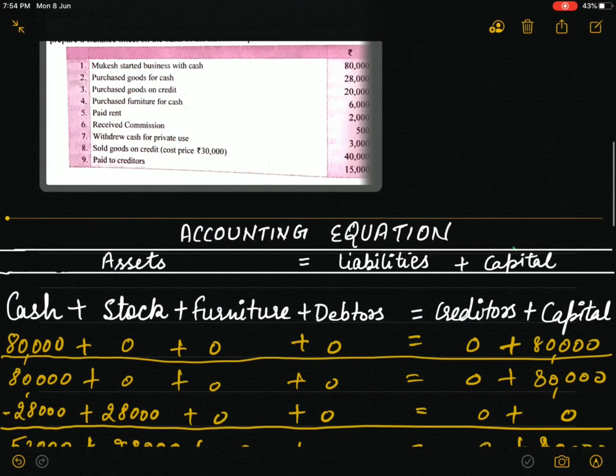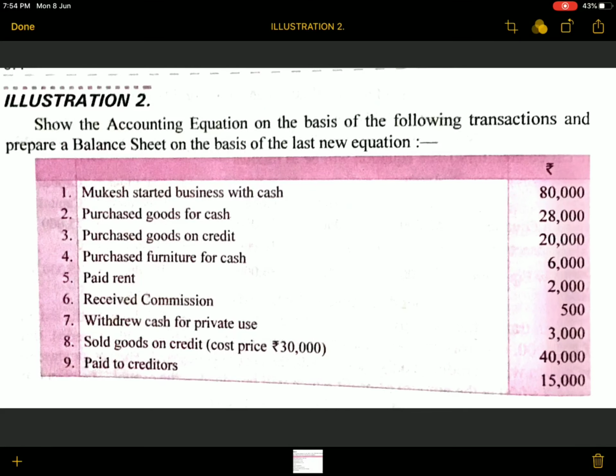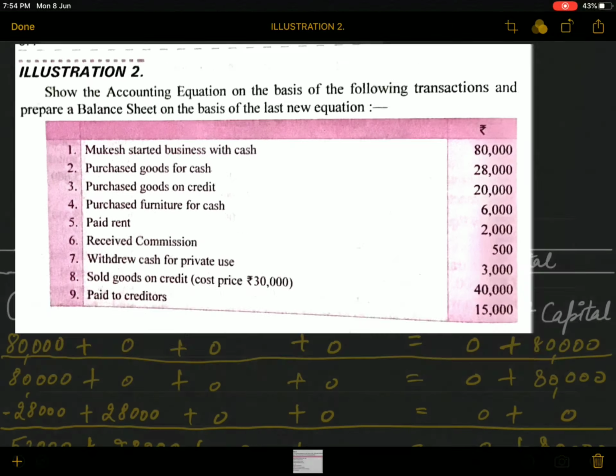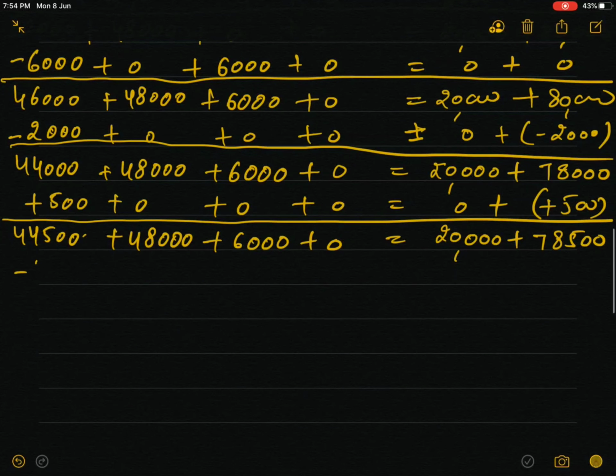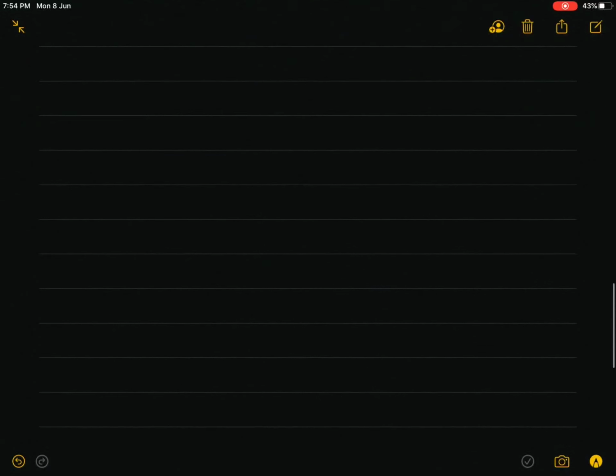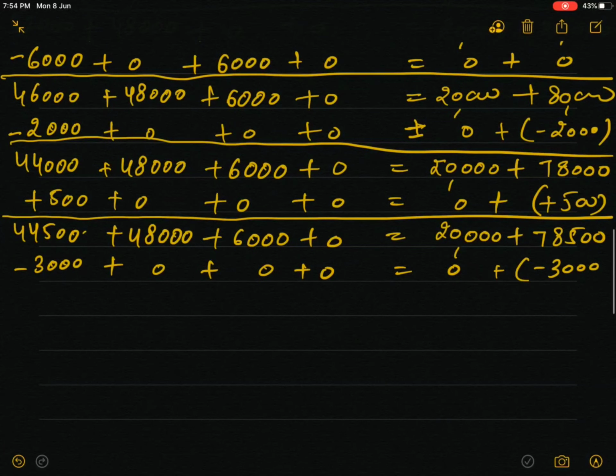The next transaction is withdrew cash for private use. Whenever a businessman withdraws cash for personal purposes, it will be treated as drawing, and as cash is going out, it will be minus from the cash as well as capital. Amount is 3,000. Minus 3,000 from cash, no effect on the others, and minus 3,000 from the capital.